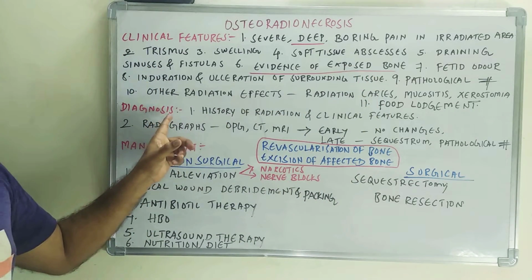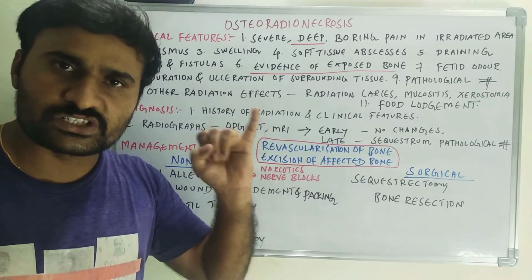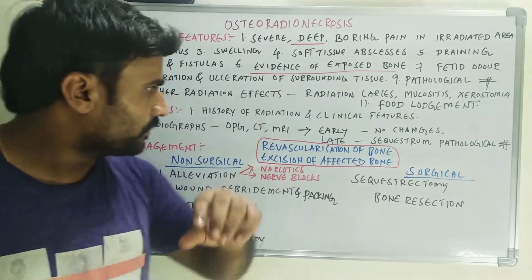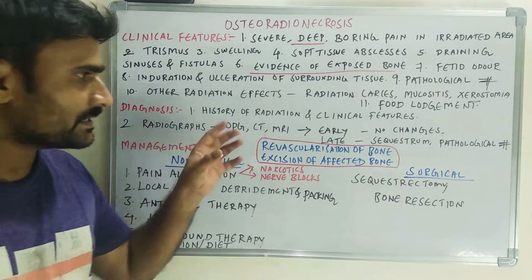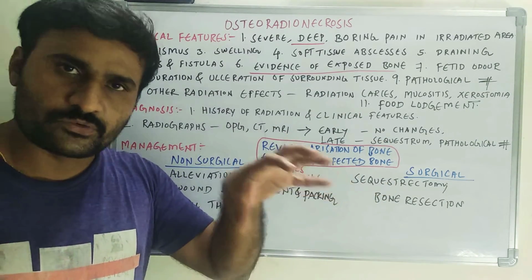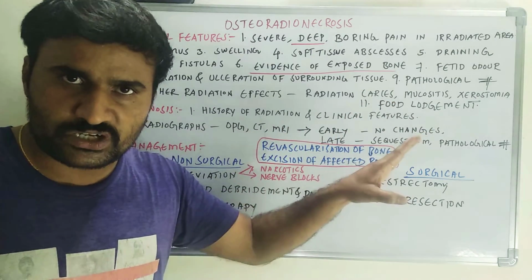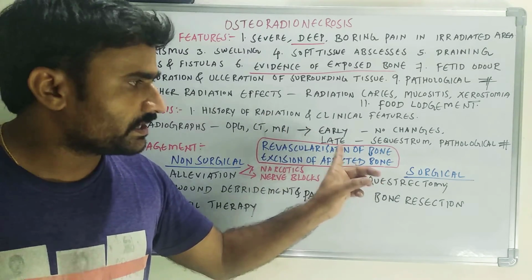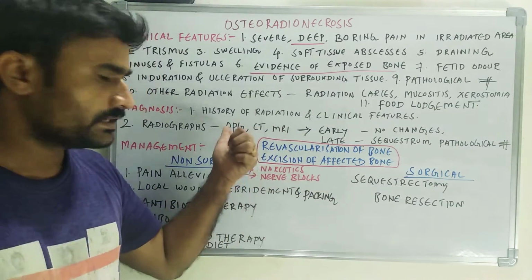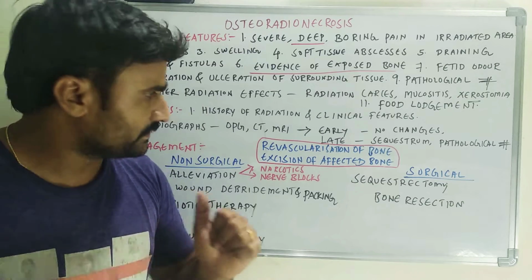Then coming to the diagnosis, the first and foremost important thing is the history of radiation. The patient will give a history of radiation to that area, and other clinical features we should also look for. Then the radiographic features. In early stages, there are no changes radiographically. The radiographs you can advise are OPG, CT or MRI scan. In late stages there may be formation of sequestrum or pathological fracture. You can see the pathological fracture in OPG. Sequestrum may or may not form.